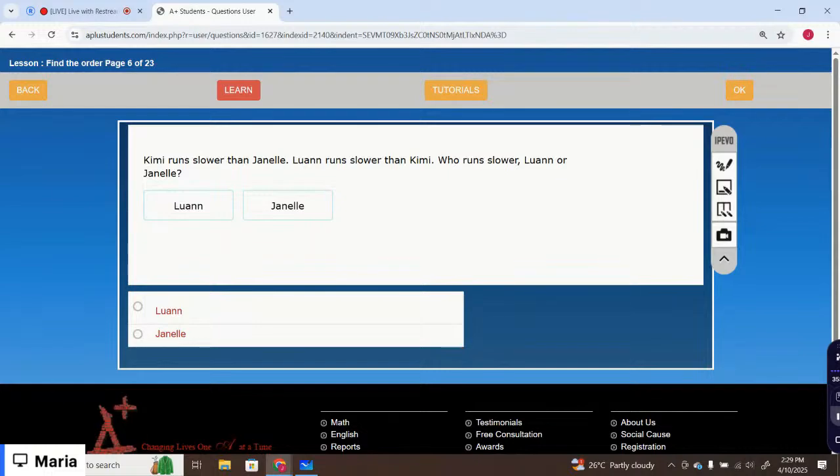Kimi runs slower than Jack. Luan runs slower than Kimi. Who runs slower, Luan or Janet? Which is the correct option?